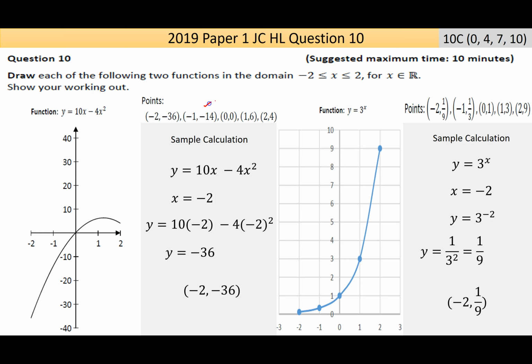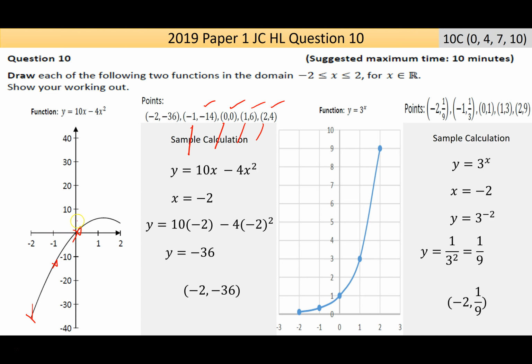The answers I got here were minus 14, 0, 6, and 4, and they are the corresponding values of x I chose: minus 1, 0, 1, and 2. I have 5 points, so I plot them. Minus 1, minus 14 was somewhere down here. We knew that was 0, 0.